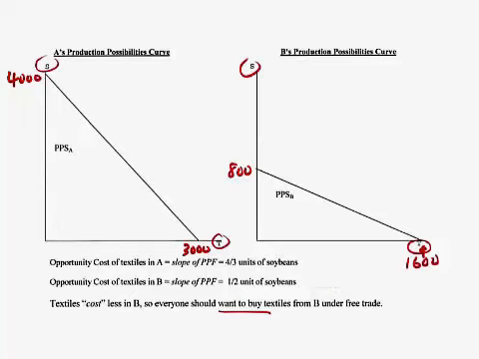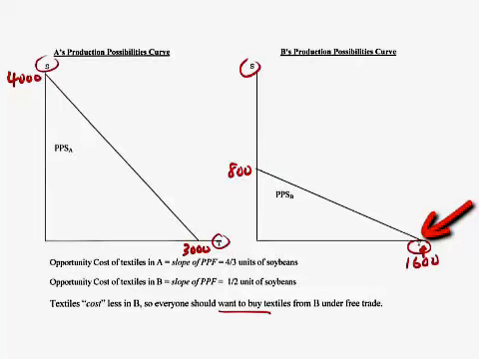If you find out there's somebody who can do something you want done better than you can, you should want to beat a path to their door. The opportunity cost of producing textiles is lower in country B, half a unit of soybeans given up, so everyone would want to purchase their textiles from country B. But notice country B cannot produce the quantity that country A requires. If we were at the midpoint, country A wanted the 1500, country B could produce the 1500, but it would only have 100 left over for its residents.